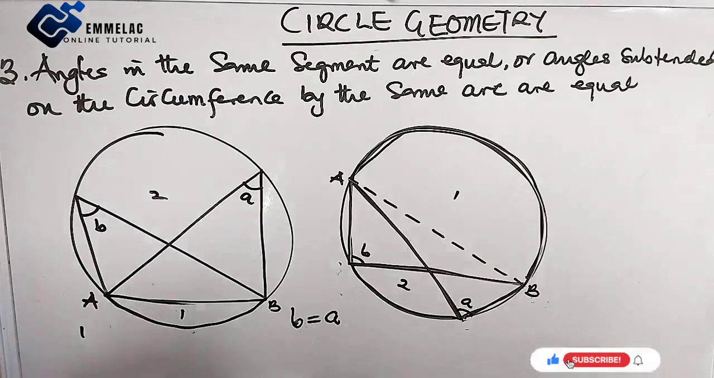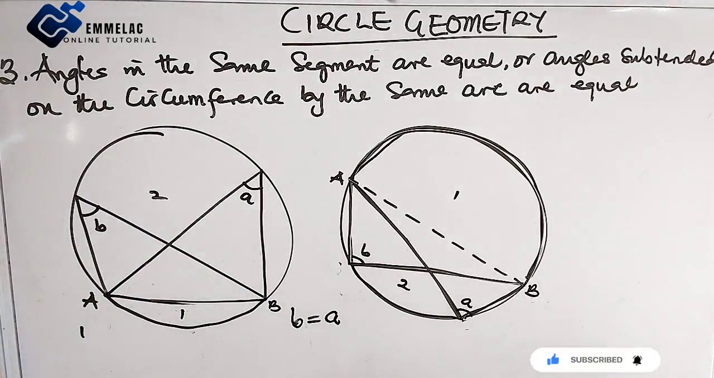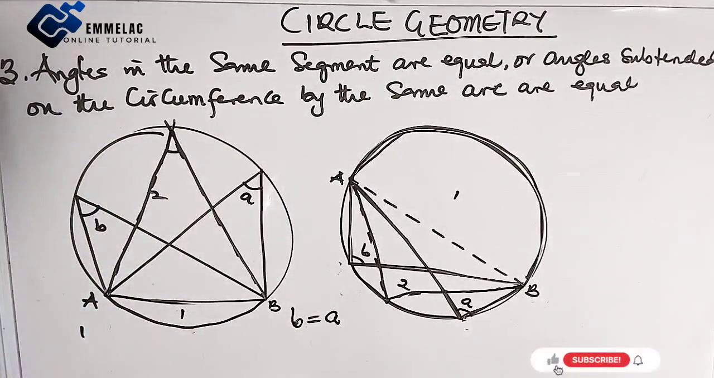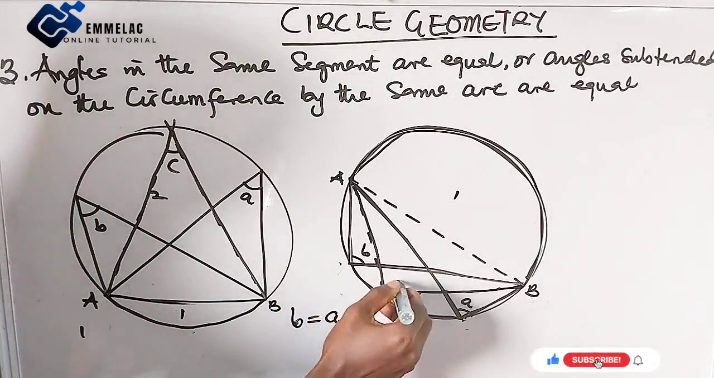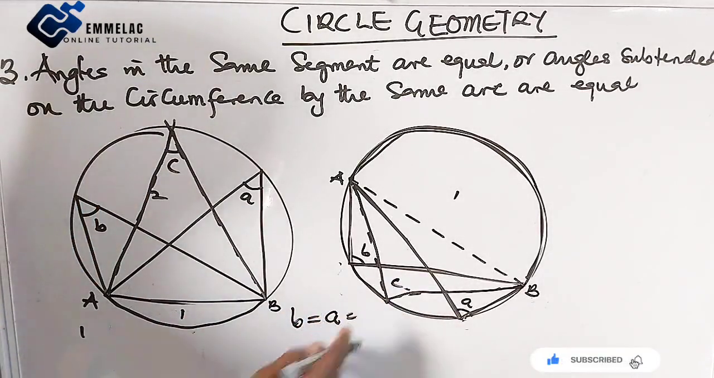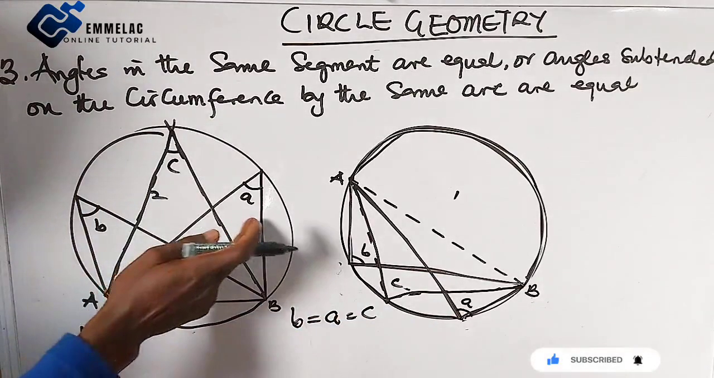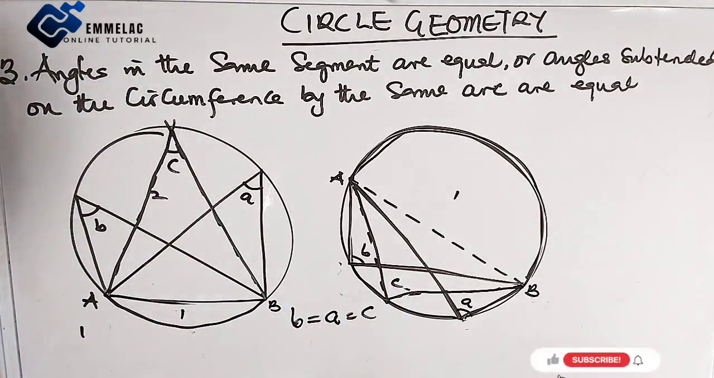But I guess there's also another diagram that also gives this law. Let me get that. Looking at this, let us make this C and this also C. It still implies that B equals A and equals C, because every one of them is in the same segment. All right, now let's move to theorem 4.